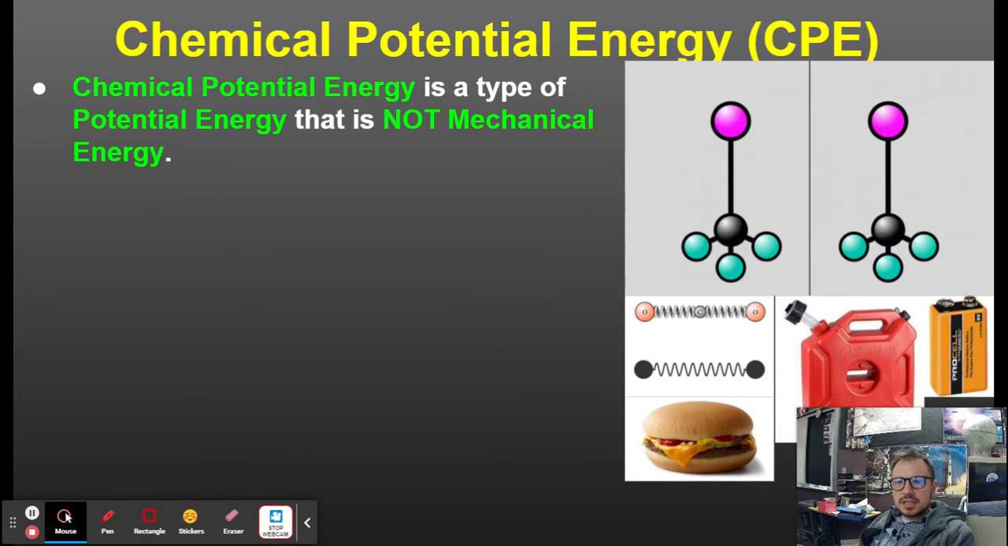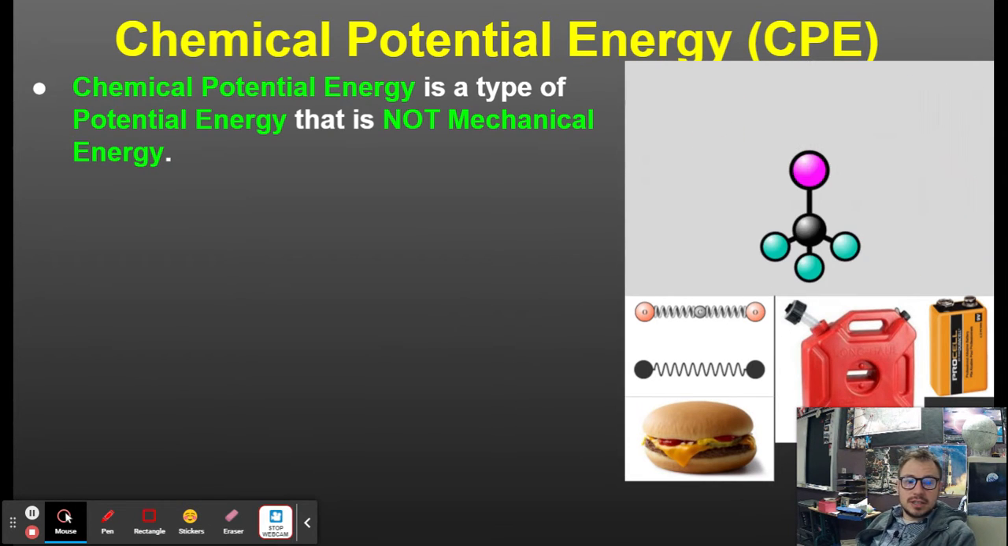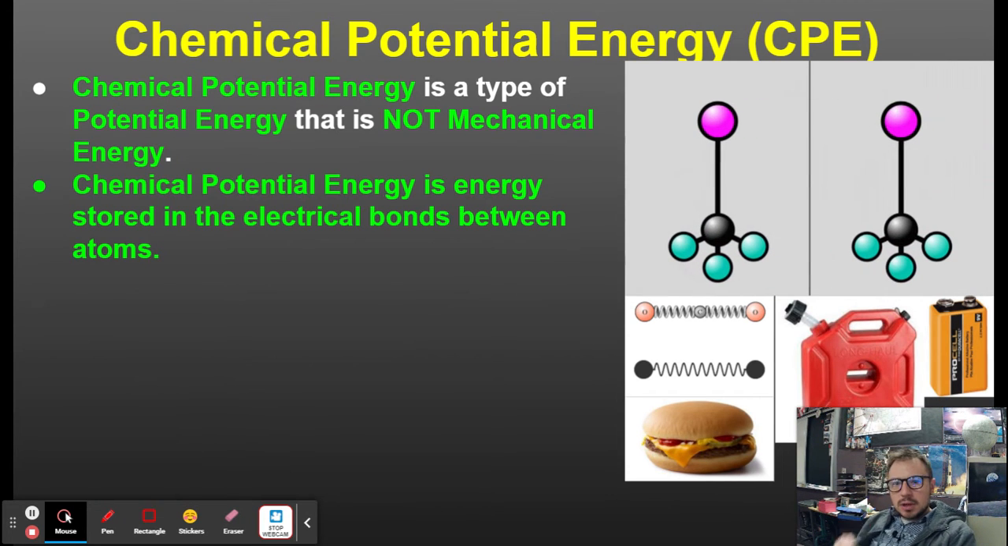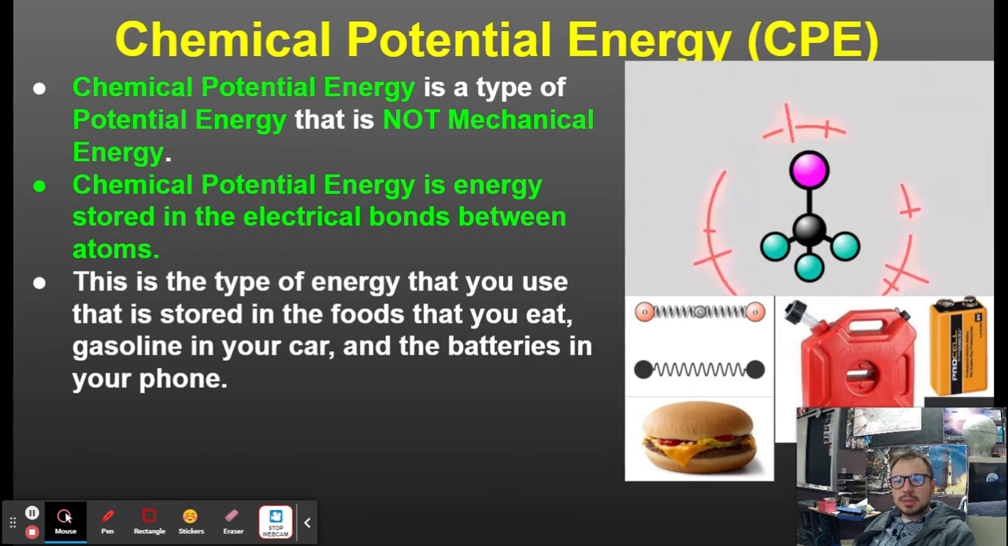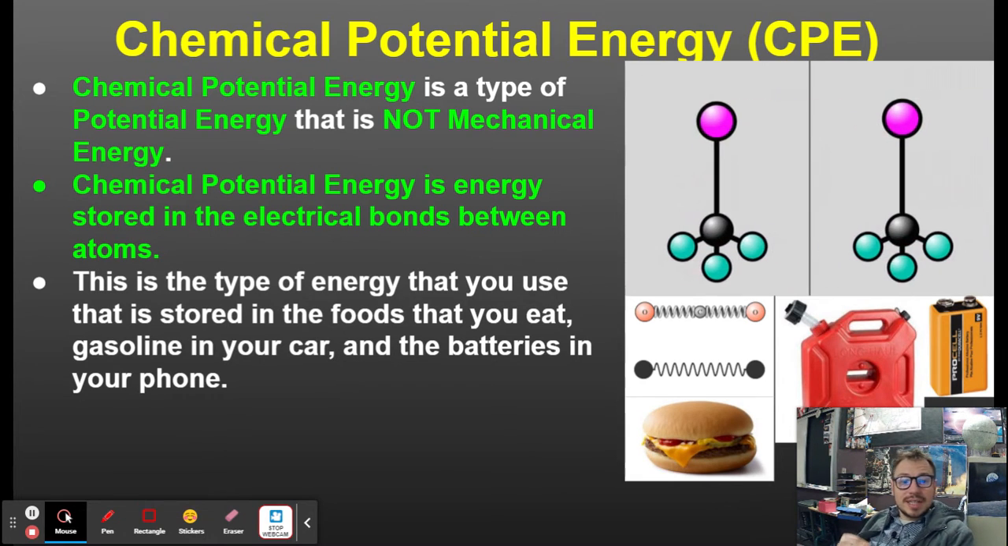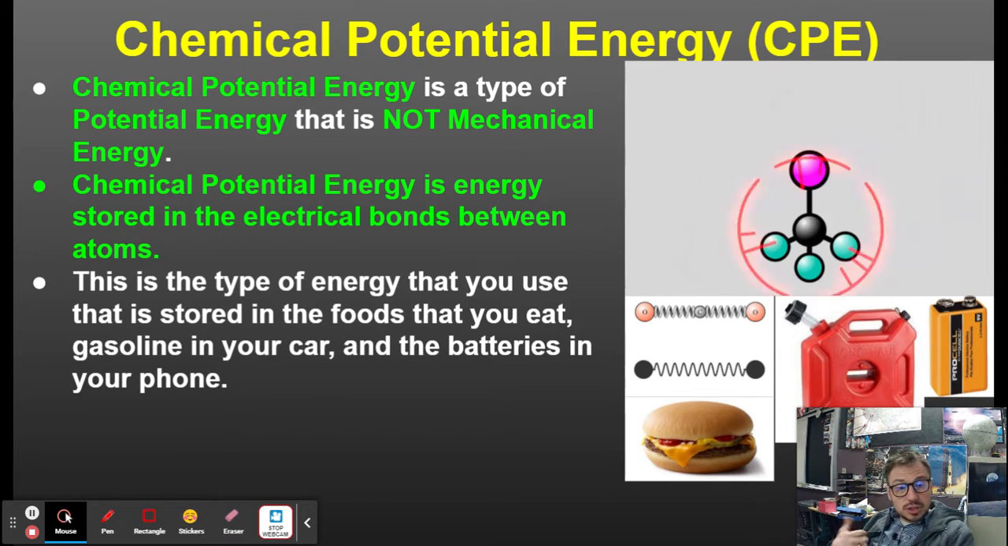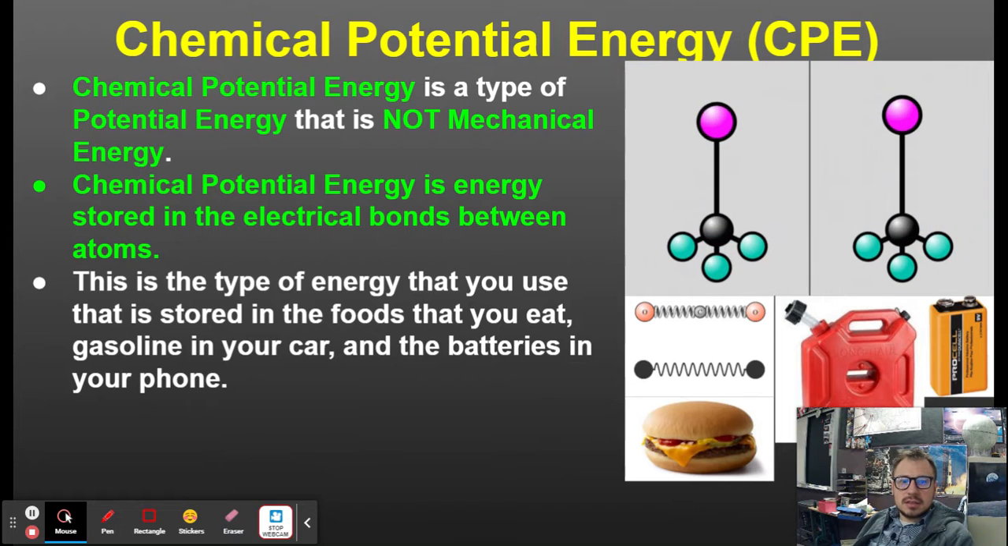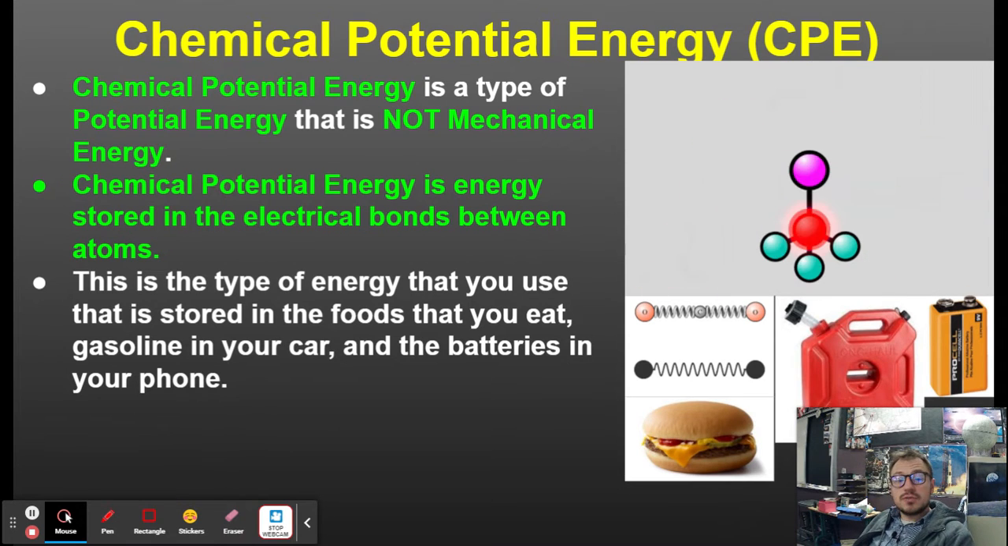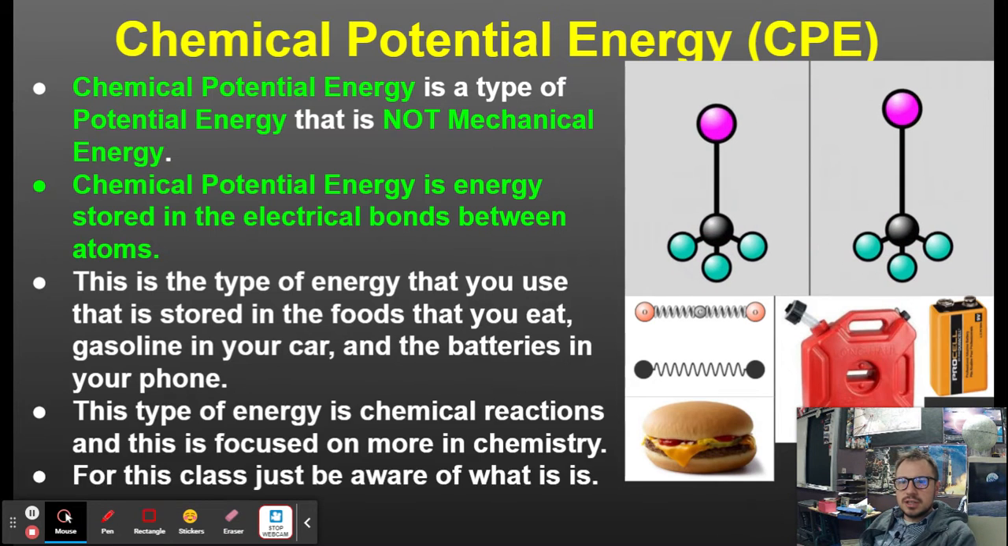So now let's talk about other forms of potential energy. So this is chemical potential energy. It's not mechanical energy. Now we'll talk about what mechanical energy is later, but chemical potential energy is the energy stored in the electric bonds between atoms. So these are the types of energy that's stored in like gasoline. You can break those bonds and you can drive a car with it. If you look at a battery, right? That's the chemical potential energy. The food that you eat, that's chemical potential energy stored that your body turns into other forms of energy.